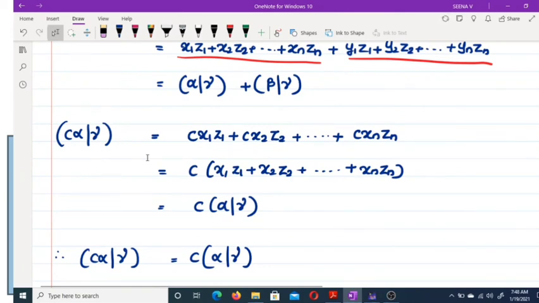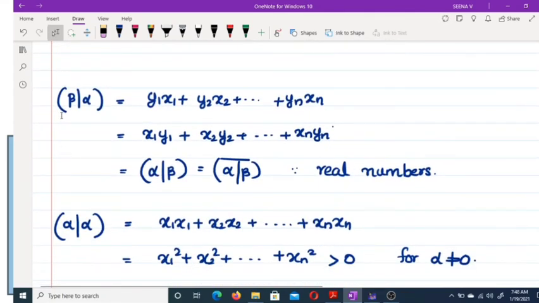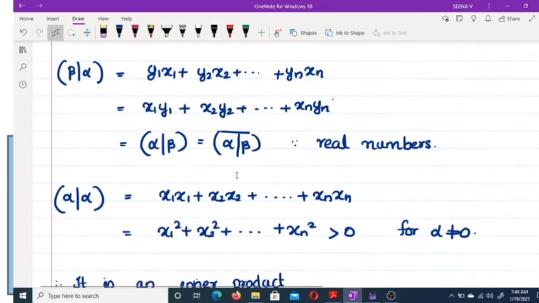c alpha is cx1, cx2, etc., cxn. So the inner product is this one. You can take c outside: c times the inner product of alpha and gamma. Now take the inner product of beta and alpha: y1 x1, etc., yn xn. But the xi's and yi's are real numbers, so the commutative property holds. Therefore x1 y1 plus etc., plus xn yn is equal to the inner product of alpha and beta. As it is a real number, this is the same as the conjugate of the inner product of alpha and beta. So this property also holds.